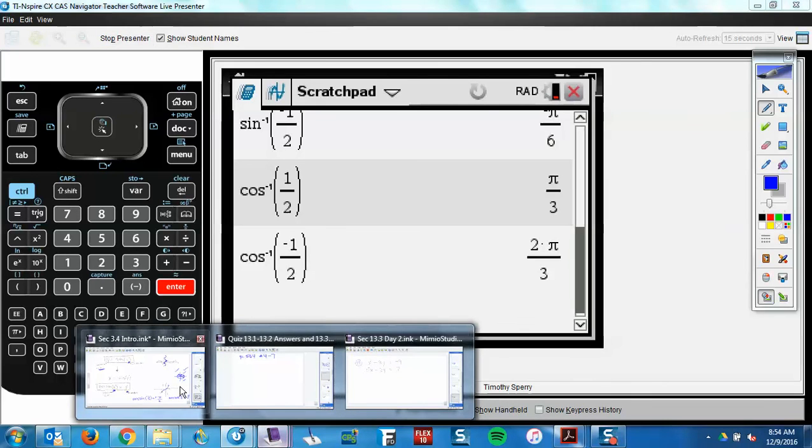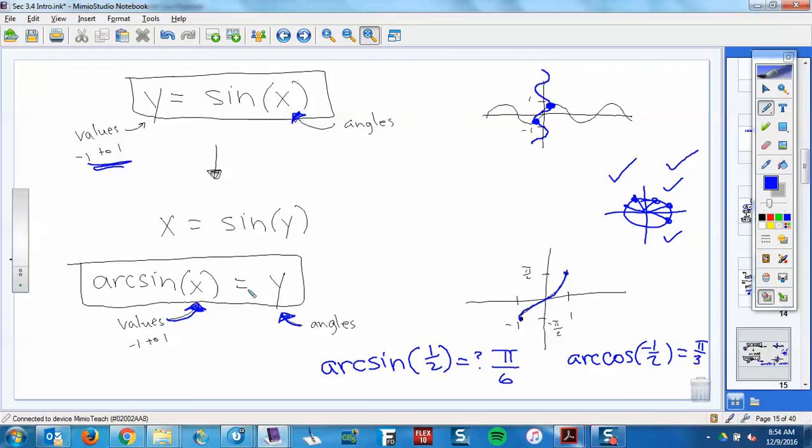So for cosine, we would be restricted between 0 and pi. We would just use quadrants 1 and 2, because that gives us the positive and negative cosine values that we need. So we restrict it, kind of like that square root thing where we restrict it. Okay. So does sine of arc sine of x always equal x? Yes. But does arc sine of sine of x always equal x? No, right?